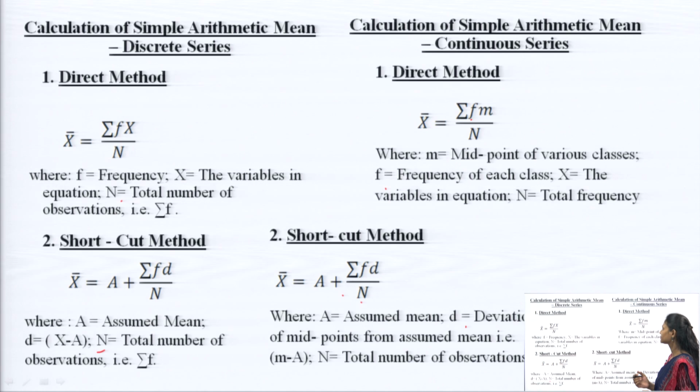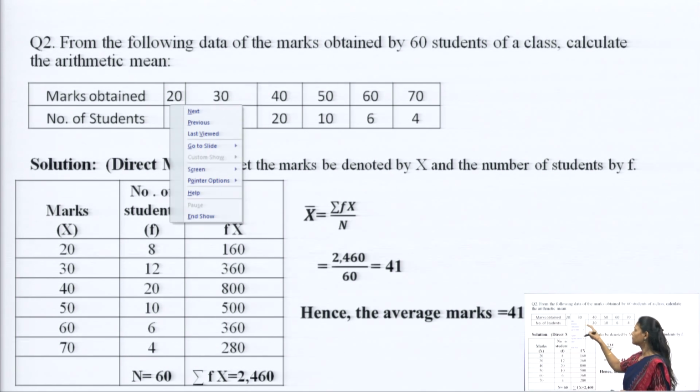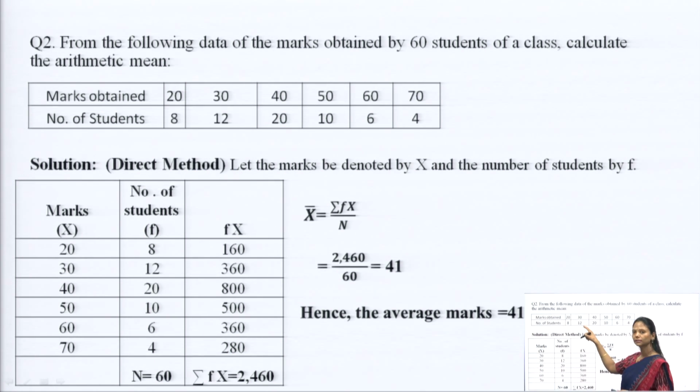The question says, from the following data, the marks obtained by 60 students of the class, calculate the arithmetic mean. Marks obtained are 20, obtained by 8 students. In the same manner, marks obtained 30, number of students who obtained 30 marks is 12. This becomes the frequency, whereas the marks obtained is represented by x, and the number of students who obtained these marks is represented by frequency f.